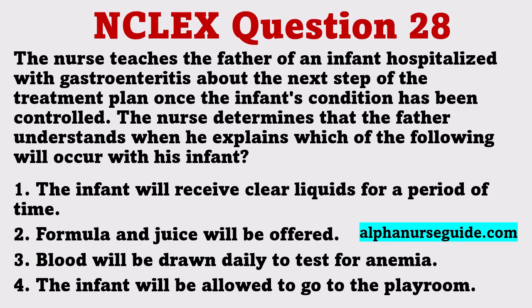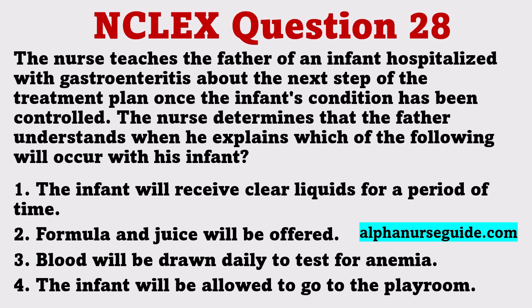The correct answer is 1. The usual way to treat an infant hospitalized with gastroenteritis is to keep the infant nothing by mouth status to rest the gastrointestinal tract. The resulting fluid volume deficit is treated with intravenous fluids. When the infant's condition is controlled, clear liquids are then started slowly. Formula and juice will be started once the infant's vomiting has subsided and the infant has demonstrated the ability to tolerate clear liquids for a period of time.